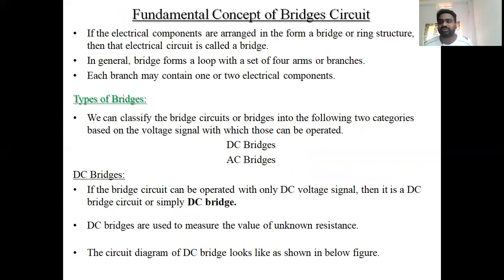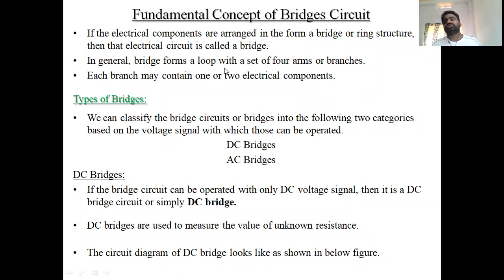We keep on saying DC bridges, AC bridges, and resistance measurement can be done with the help of DC bridges. So before categorizing bridges, first we have to define the fundamental concept of a bridge. What is meant by a bridge? Electrical components are arranged in the form of a ring structure. If electrical components are arranged in a ring or bridge structure, that structure of electrical circuits is called a bridge. That means the bridge is exhibited in the form of a loop.